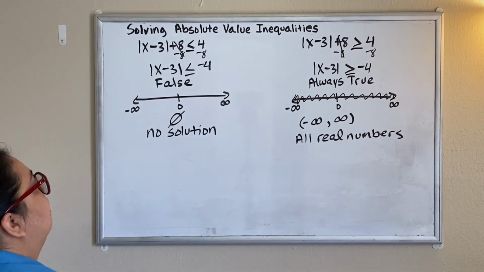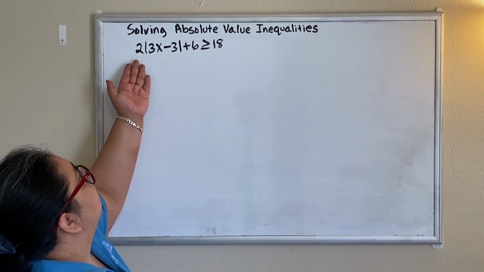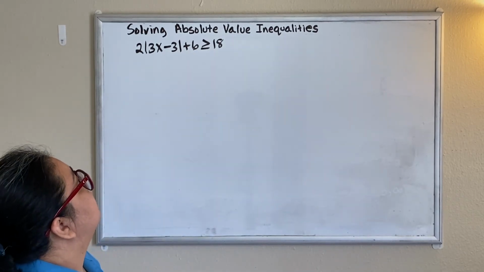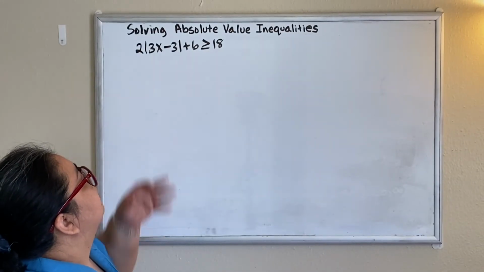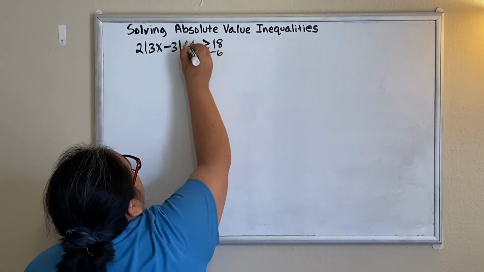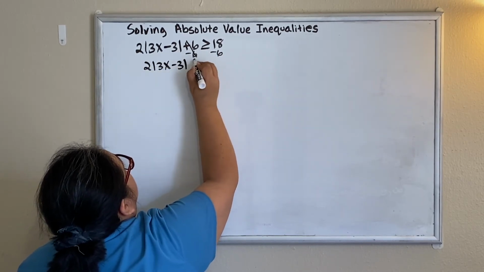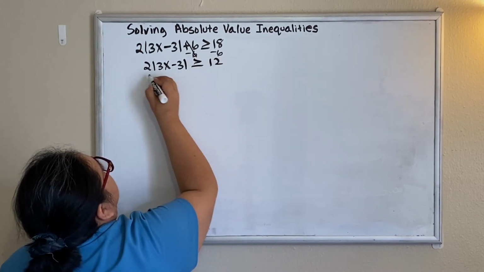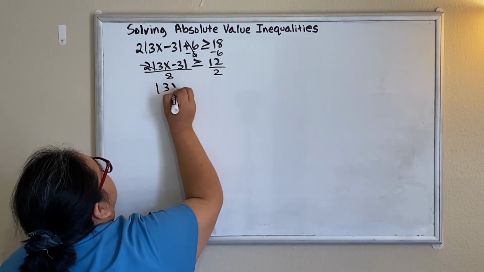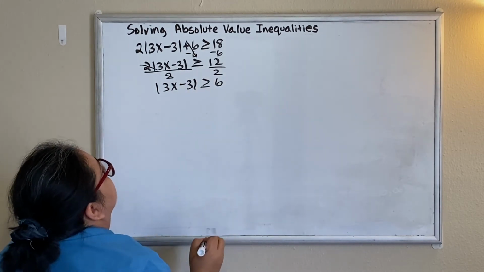Let's go to the next example. Okay, so in this example, I have 2 times the absolute value of 3x minus 3 plus 6 is greater than or equal to 18. My absolute value is not isolated, so I need to isolate it. So we're going to subtract 6 from both sides here, eliminating the 6, and I get 2 absolute value of 3x minus 3 is greater than or equal to 12. So now I divide both sides by 2, eliminating this 2, and I get the absolute value of 3x minus 3 is greater than or equal to 6.